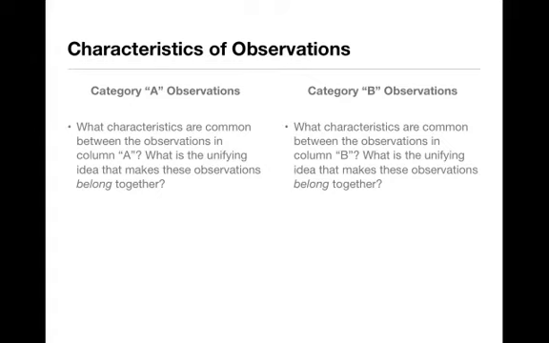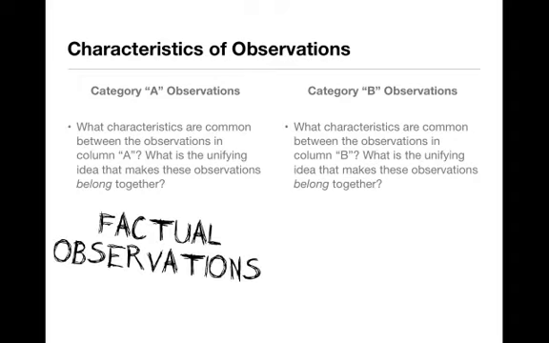Okay, so now that you've organized your own personal list, what we need to do then is think about what are the differences between column A and column B. What's the unifying idea that makes column A observations belong together? What are the qualities of observations in column B that make those observations belong together? What I'm going to suggest is that category A are factual observations. These are sort of undisputed. Everybody's going to recognize a clock. Everybody's going to recognize a pool table. We don't need to argue about what those things are.